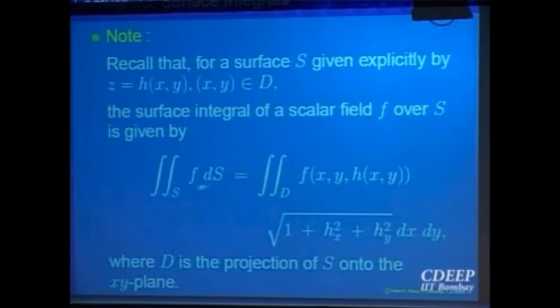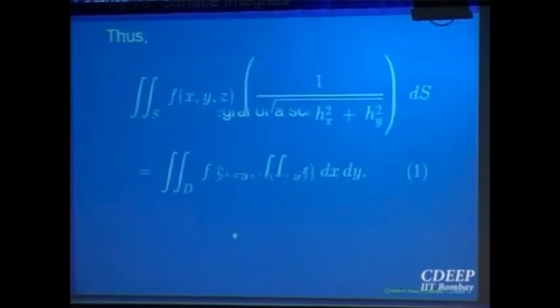So in particular it is also true for f divided by 1 plus hx square plus hy square, because that function is never going to be 0 anyway, it is 1 plus something, whatever be the domain, whatever be the values of hx. So let us do that, and you get a new scalar field whose surface integral is equal to the double integral of f over the domain D. I just divided, so I want to cancel out that factor.